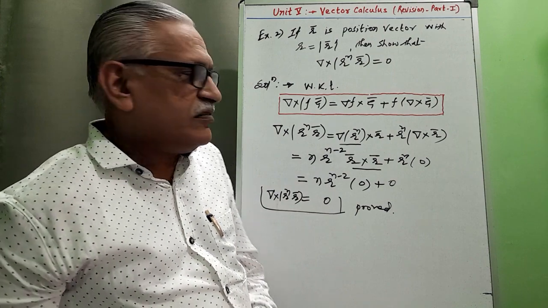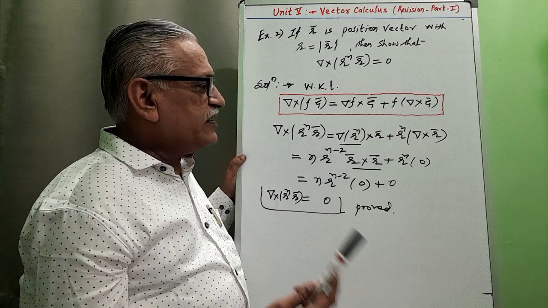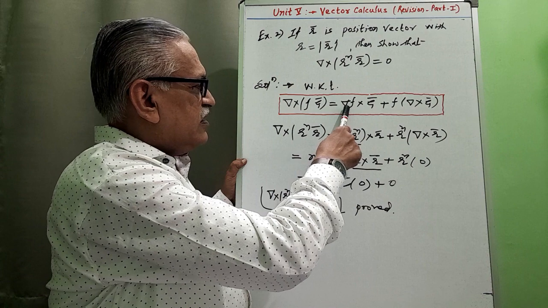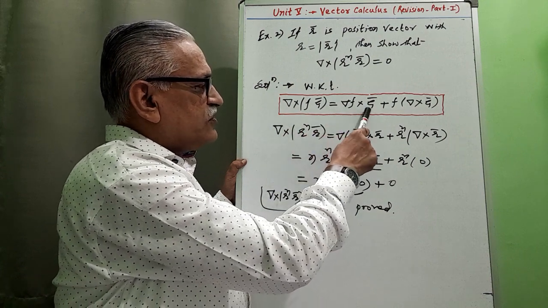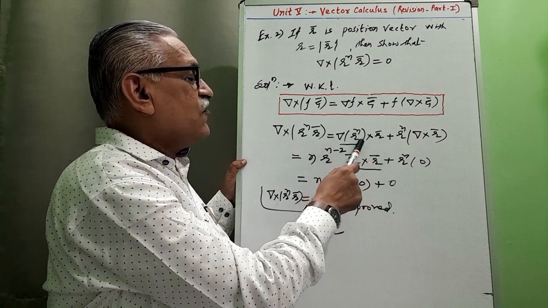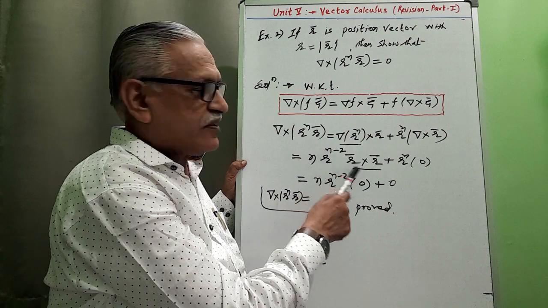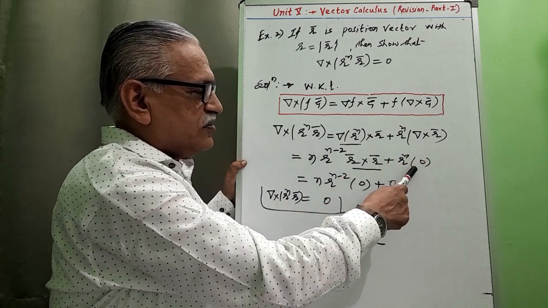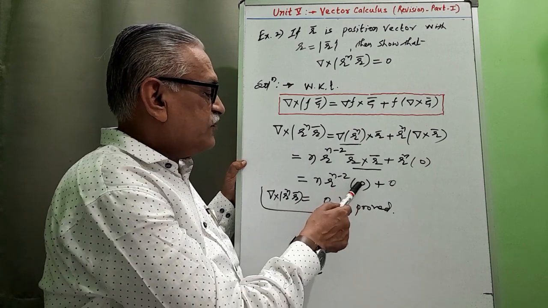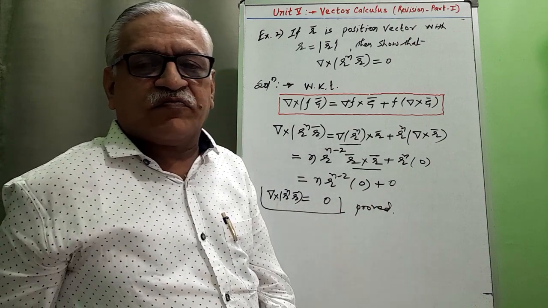Important: in these 3 steps we are using 3 standard results. The first one is del cross f g bar as del f cross g bar plus f del cross g bar. Then del of r raised to n, another standard result, is n r raised to n minus 2 into r bar, and del cross r bar is 0. The third result: the cross product of two same vectors is 0, therefore 0 into this term we get 0, plus 0, value is 0.